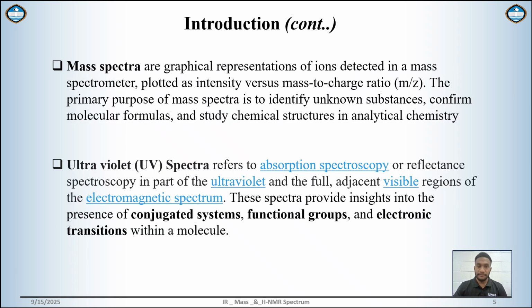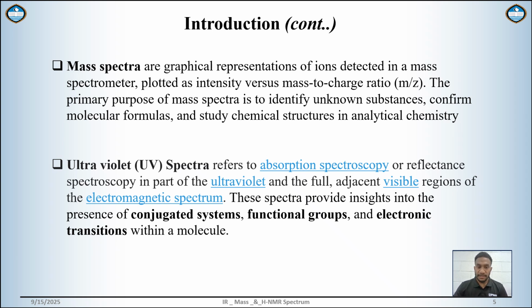Mass spectra are graphical representations of ions detected in a mass spectrometer, plotted as intensity versus mass-to-charge ratio. The primary purpose of mass spectra is to identify unknown substances, confirm molecular formulas, and study chemical structures in analytical chemistry.